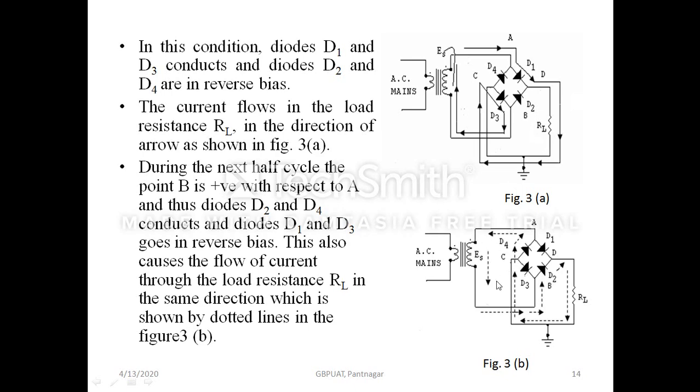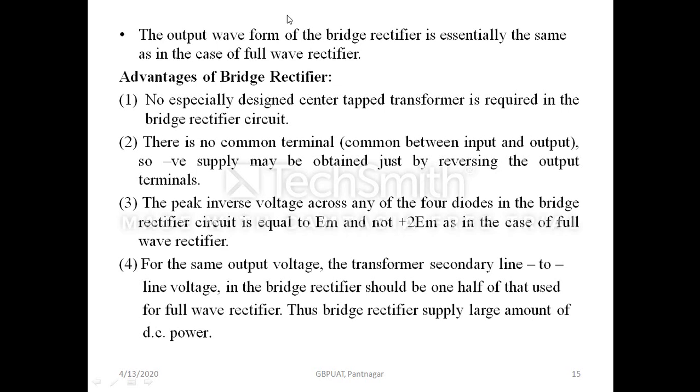So the current through this load resistance in both conditions is in the same direction. This is well illustrated in the figure. The current goes through D2, through the load, then through diode D4, and reaches the starting point, completing the circuit. From figure 3b you can see the direction of current, which diodes conduct, and how the current flows through the load resistance. During both conditions, the current flowing through RL is in the same direction.